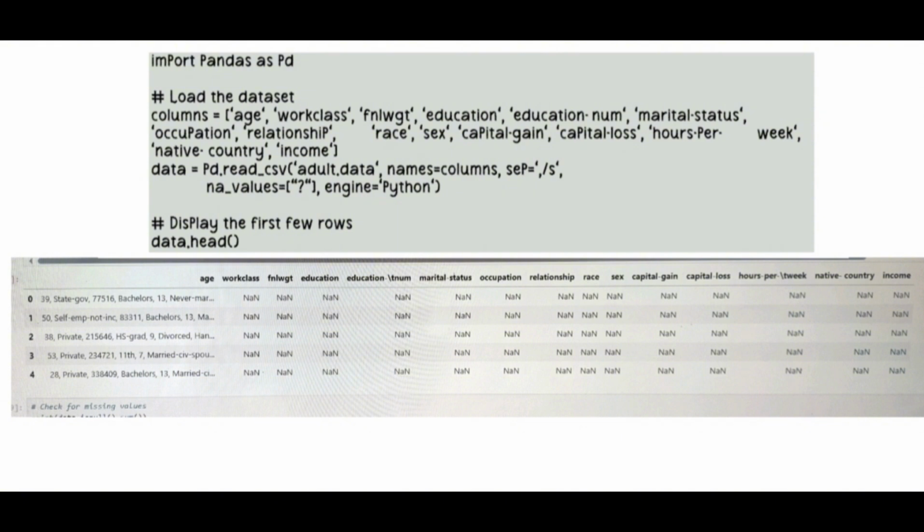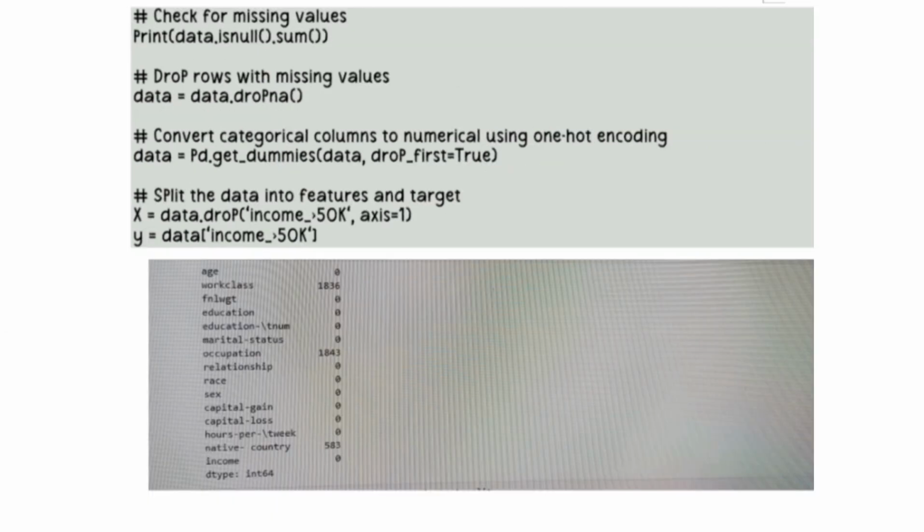Step 3: loading the dataset. data is equal to pd.read_csv, adult.data, names is equal to columns, na_values is equal to question mark, engine is equal to python. This is the core of the code. It uses pd.read_csv to read a CSV, comma separated values, file into a pandas data frame called data, presumably containing information related to income prediction.